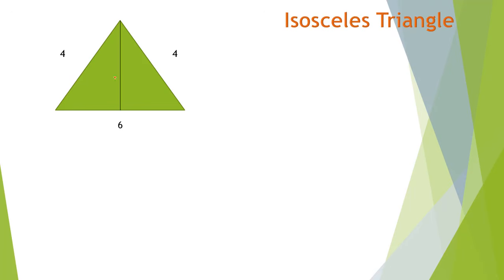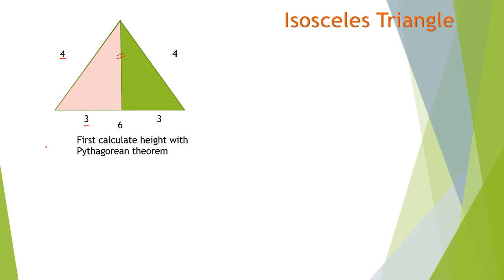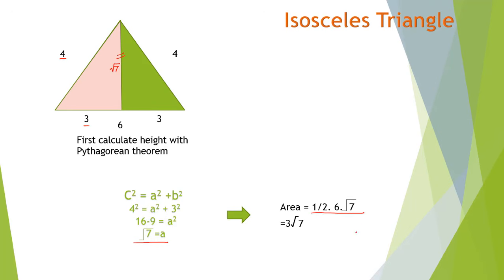For an isosceles triangle, we have to find the altitude of this triangle. We know that this altitude divides the base into two equal parts, and two right triangles are there. So for this triangle, the base is 3 and hypotenuse is 4. Inserting values in the Pythagorean theorem, we have the value of height. Then applying the area formula, half base into height, area is 3 under root 7.